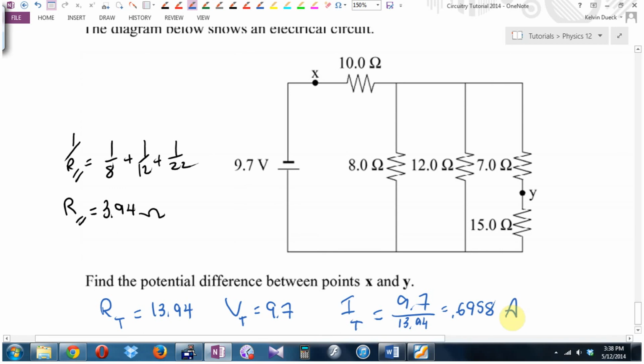Okay. That's downhill. Well, I think total current goes through here. So I can certainly say this is 0.6958 amps. Which means I can tell you its voltage. It's going to be I times R. Hey, I can do that in my head. 6.958.